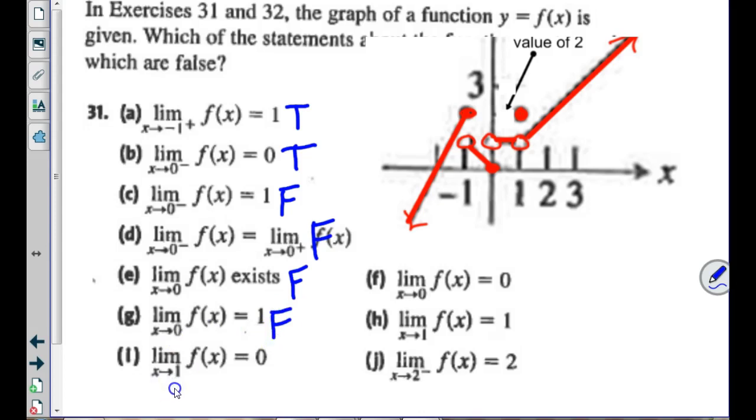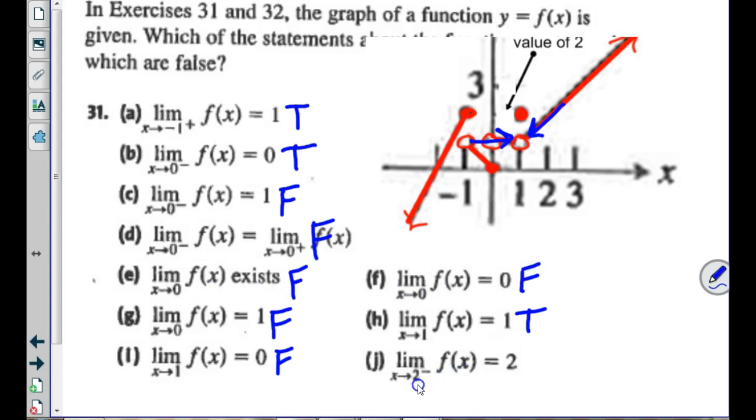The limit at 1. Here's an x value of 1. Both sides are approaching what y value? 1. So this is false, but this one over here is true. Limit at 1 is 1. Limit at 0 is 0. You just told me it didn't exist, so that's false.